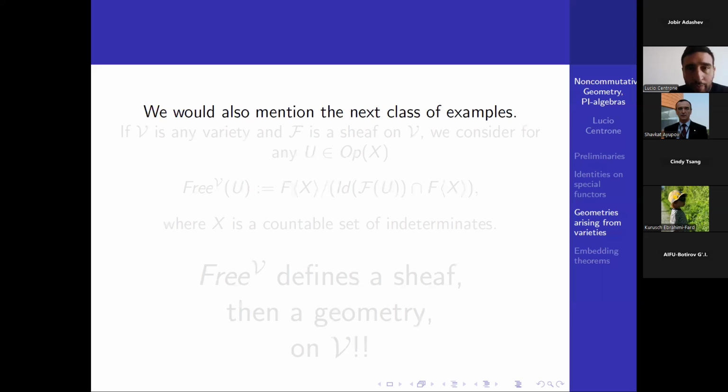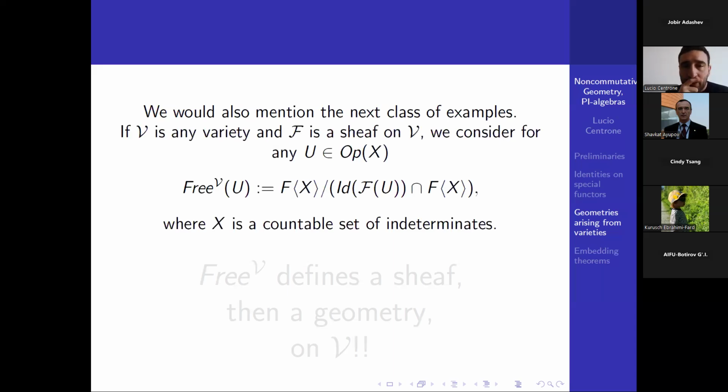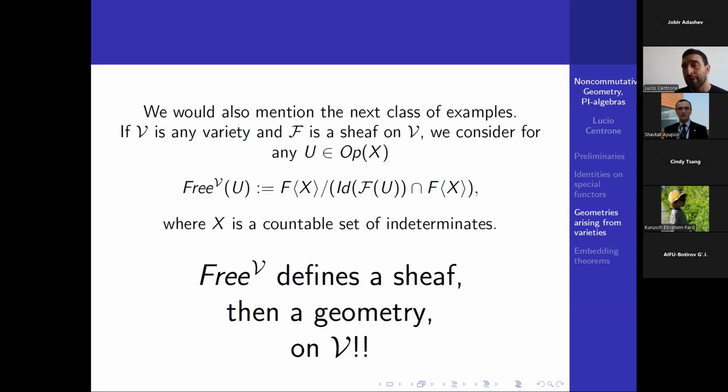This is also another remarkable fact. Do you remember the free algebra I introduced to you some slides ago? If you take any variety V and consider the relatively free algebra of the identities of F(U), where of course X is a countable set of indeterminates, this of course defines a sheaf. So another geometry on V. So at the moment we have constructed two kinds of geometries using a PI algebra.